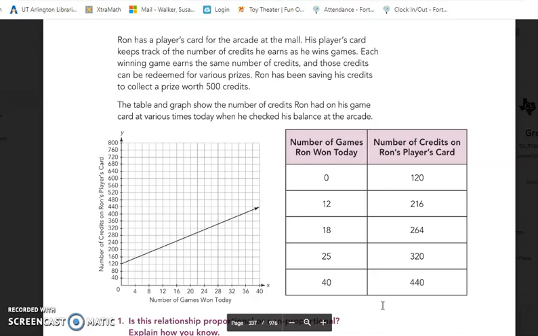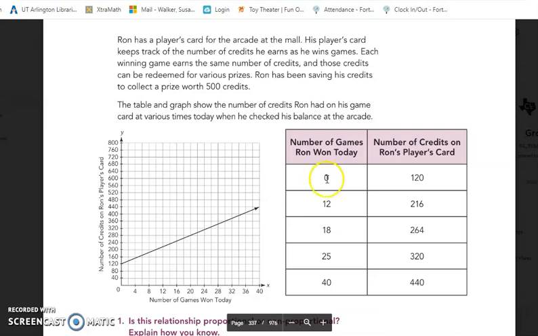Okay, so as he wins, he gets more credits. Okay, each winning game earns the same number of credits. So an example would be if he wins one game, it's 5. Every game he wins would get you that many credits. Okay, and those credits can be redeemed for various prizes. I like to think of that as like at Chuck E. Cheese when you used to get tickets. Ron has been saving his credits to collect a prize worth 500 credits. The table shows the number of credits Ron had on his game card at various times today when he checked his balance at the arcade.